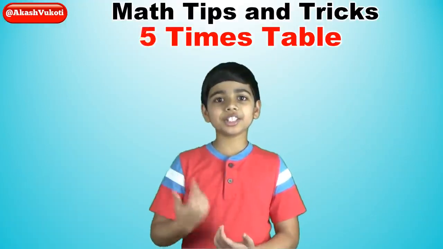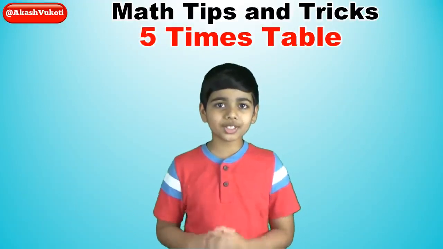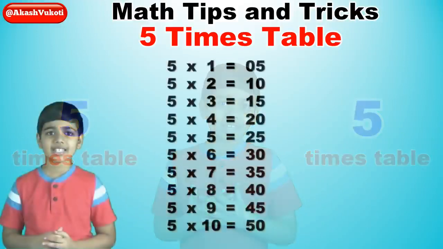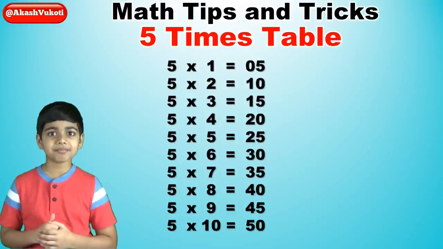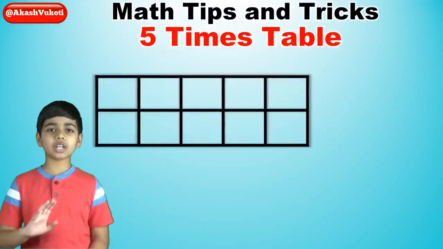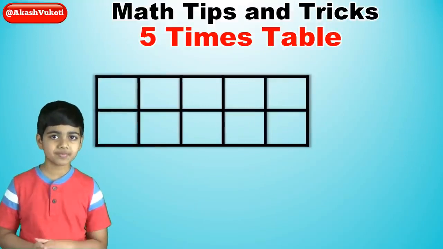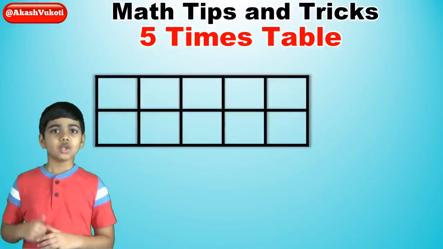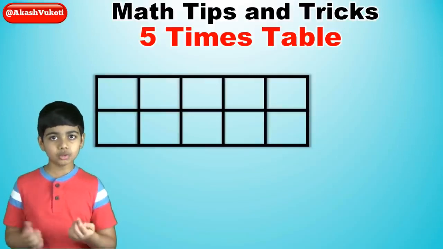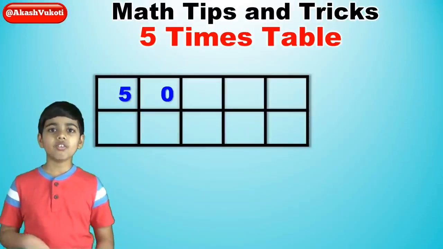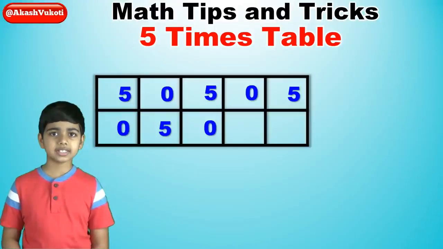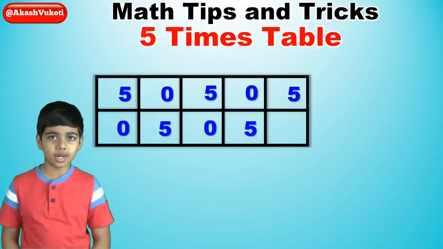Today, in the Math Tips and Tricks series, we're going to learn the trick for the 5 times table. Now, we can start. Draw out a 5 by 2 grid of 5 columns and 2 rows. Next, for the ones digits, we just write the pattern of 5 and 0. So, 5, 0, 5, 0, 5, 0, 5, 0, 5, 0.